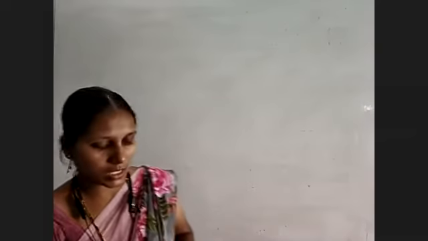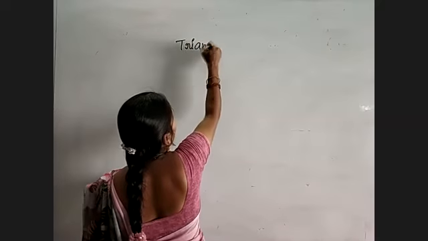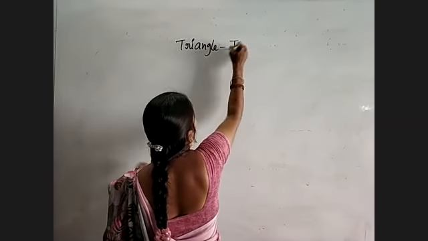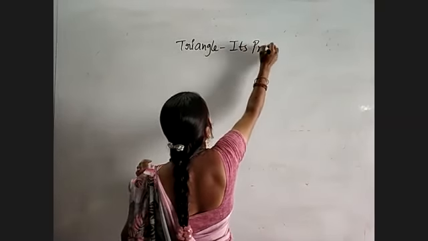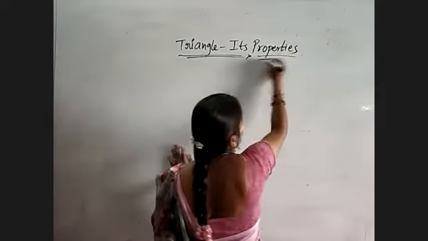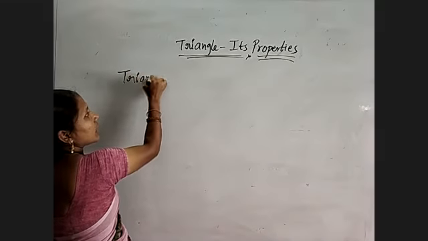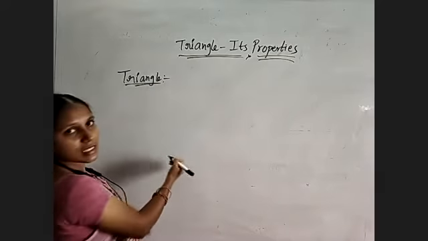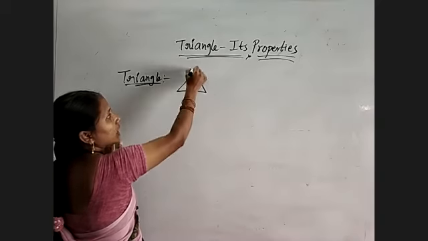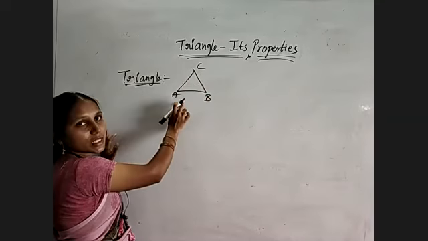Okay, observe this. What are the different topics we have studied in this chapter? Triangle and its properties. So here we have discussed what a triangle is first of all. A triangle is nothing but any closed figure made up of three line segments. Yes or no? A closed figure, a polygon made up of three line segments. AB, BC, CA are the three line segments for this triangle.